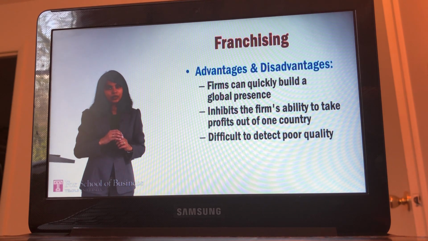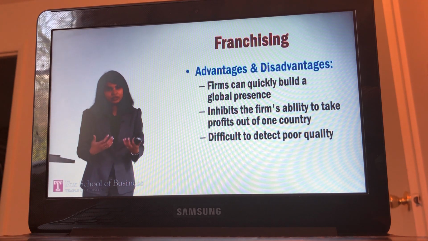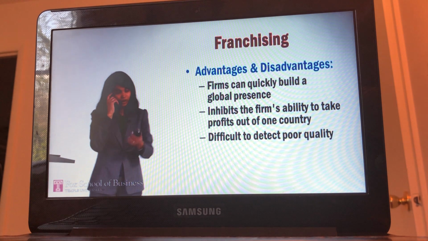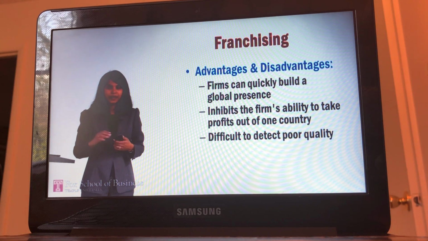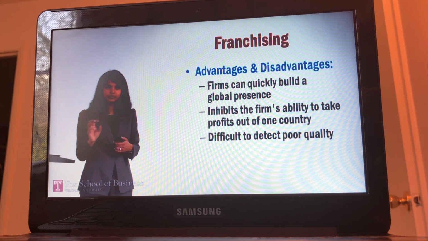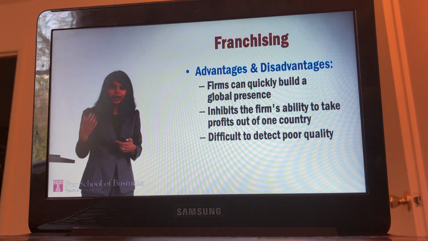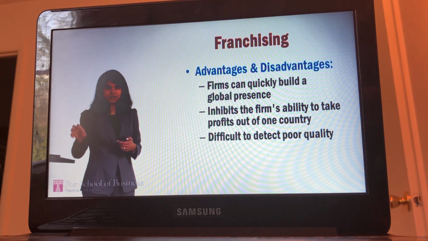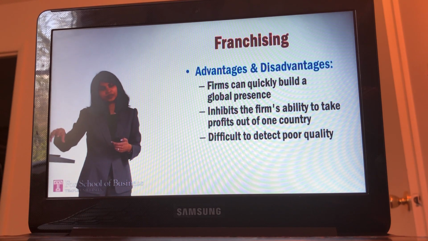So firms such as McDonald's have been able to come up with ways of how to deal with reputational effects or how to deal with poor quality services. What McDonald's does is, in each of the major markets, it first establishes either a joint venture with a local firm or a wholly owned subsidiary, and then it makes that subsidiary responsible for all the franchises in that particular market.